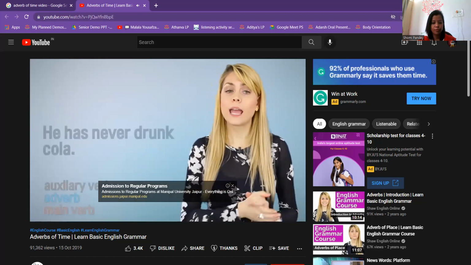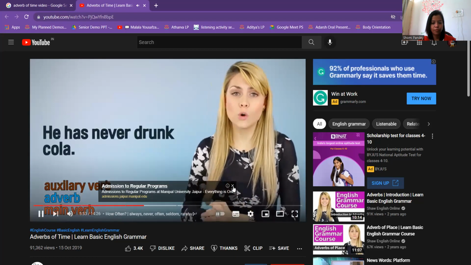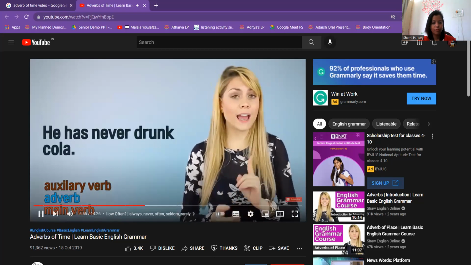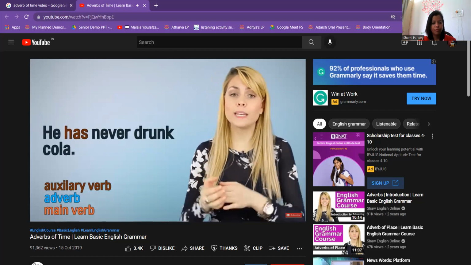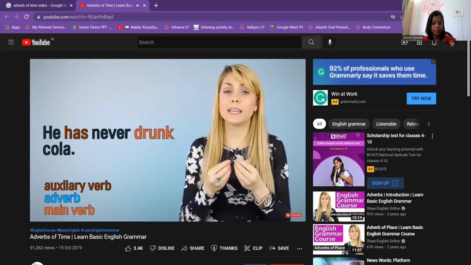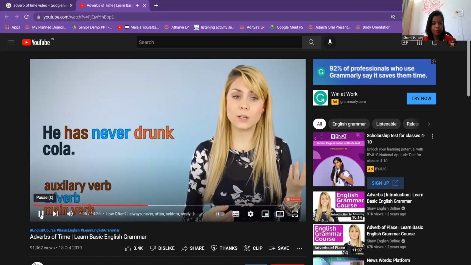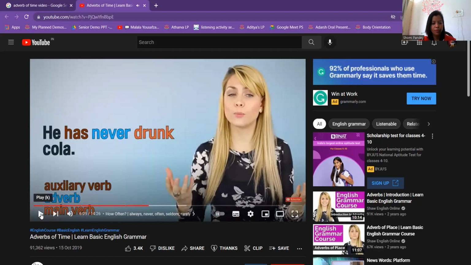The second example, he has never drunk cola. In this case, we have an auxiliary verb, the auxiliary verb have, and the main verb is drunk. So the adverb is placed between the auxiliary verb and the main verb. Children, please note down this. This is actually the position of the adverb, okay? So number one is that the adverb might be immediately before the main verb. That is the first thing to be remembered.